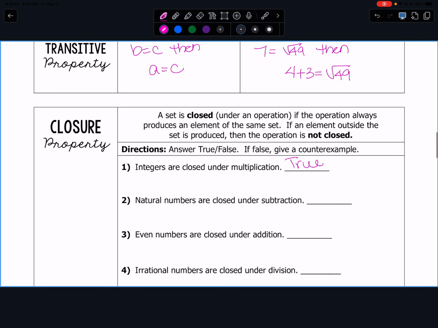Natural numbers are closed under subtraction. So pick two natural numbers and I subtract them. Am I going to get a natural number? You can, but will it always be the case? No, this is false. And the reason why is because I could go 5 minus 9 and I get -4, and -4 is not a natural number. Okay? Even numbers closed under addition. So if I take two even numbers and add them together, will I ever get an odd number? No.